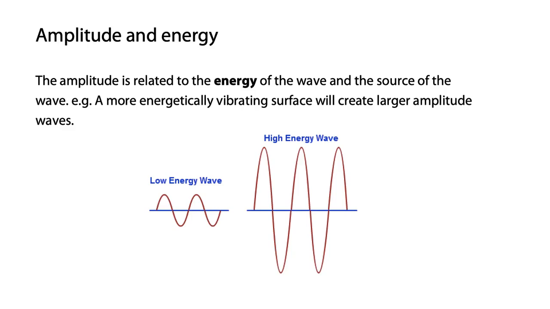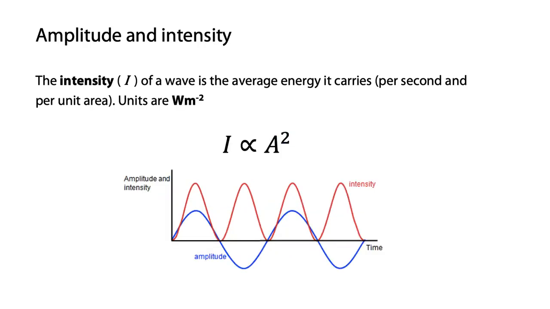If you think about a water wave, if you're making splashing to make a water wave, then the more energy you put into it, the bigger the waves are going to be. If it's a vibrating drum skin that is making a sound wave, then the harder you hit that drum, the more it vibrates and the greater the amplitude of the wave will be, and the greater the energy it will have. But the relationship is not a simple linear one. In fact, it is a squared relationship. So the intensity is proportional to the amplitude squared.